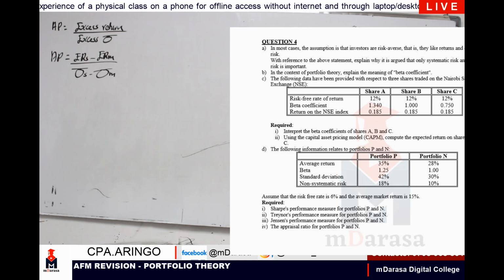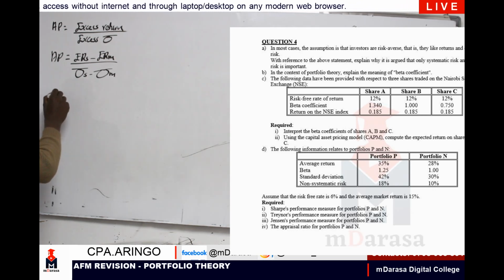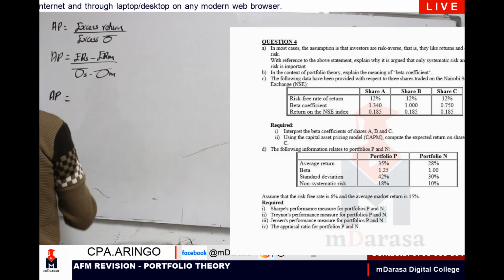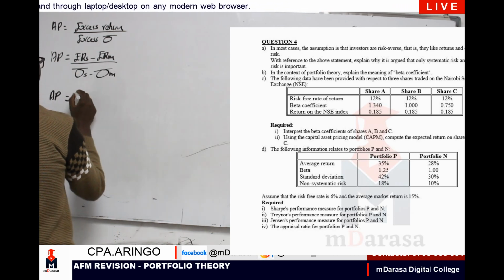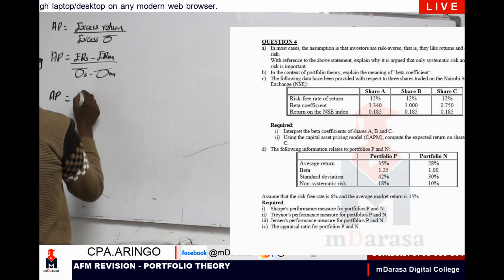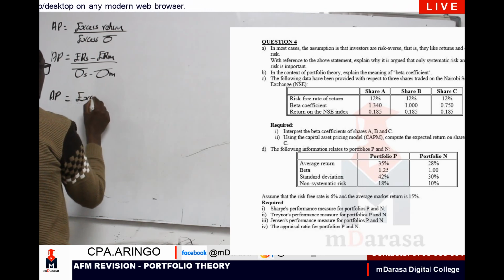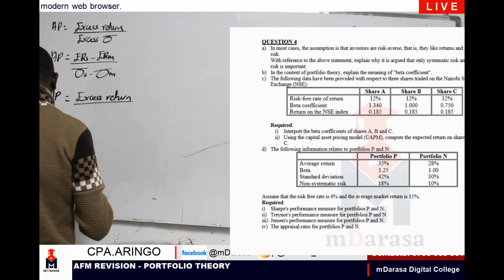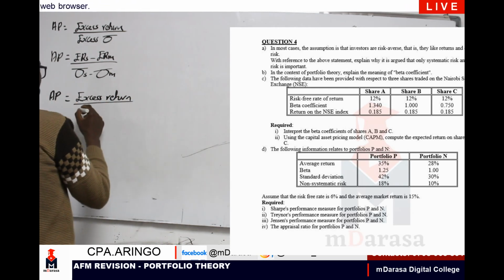So in this case, for the appraisal ratio model to work very well, you must always be given a benchmark security. But in the event that you're not given a benchmark security, then to determine the appraisal ratio, we'll always be talking of the excess return divided by the non-systematic risk of the security.